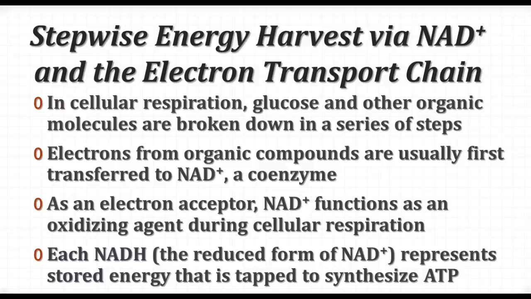Okay, and so we're going to use several different organic compounds in the process, and we're going to use various molecules like NAD+, which is a coenzyme, as agents to receive or transfer the electrons from one place to another. NAD+ is an electron acceptor, and so it's going to function as an oxidizing agent during this particular process. And then the reduced form, NADH, is going to represent stored energy that is used to synthesize ATP in the final stage of the process.